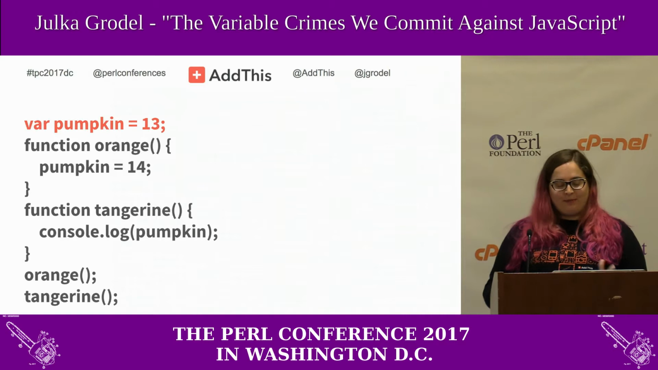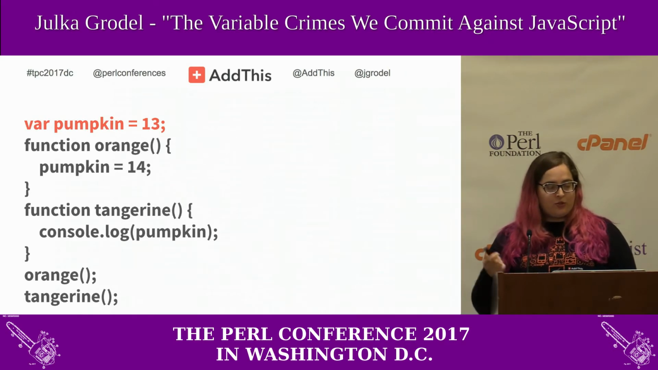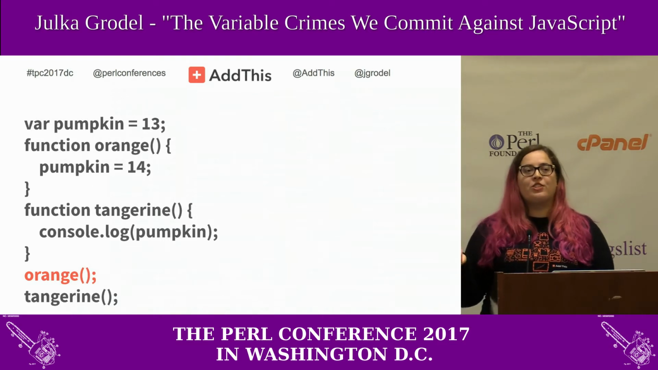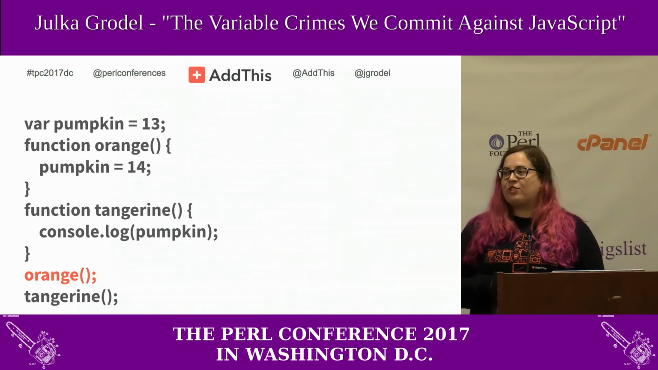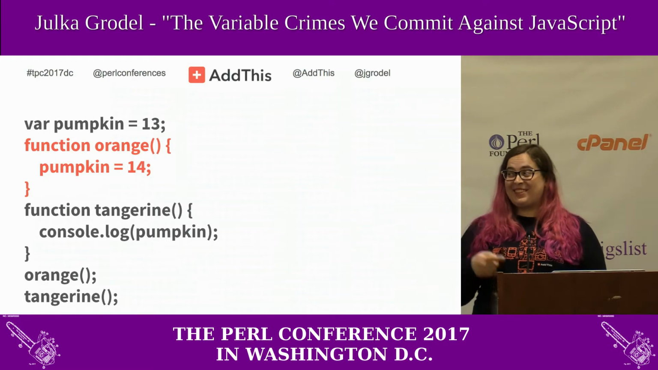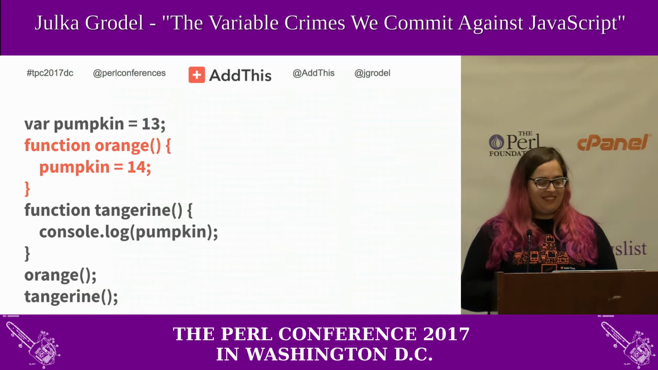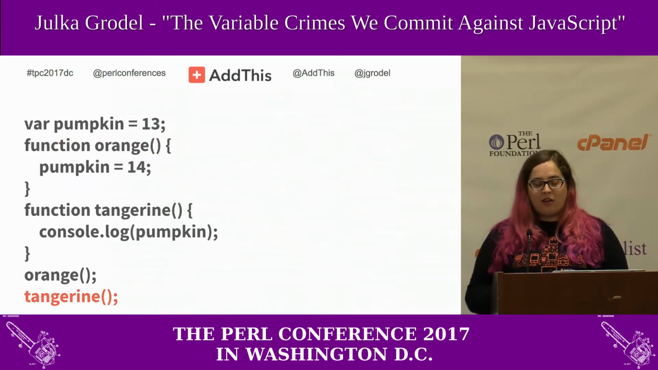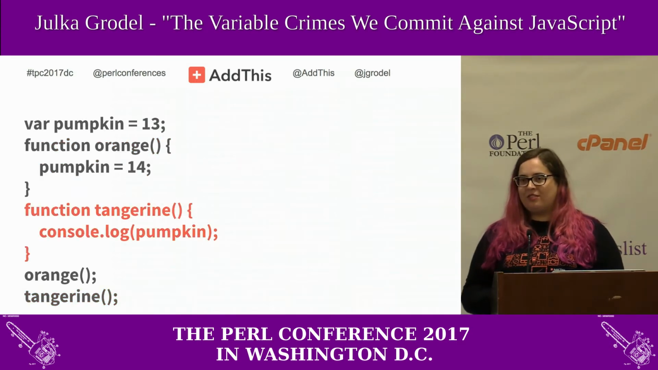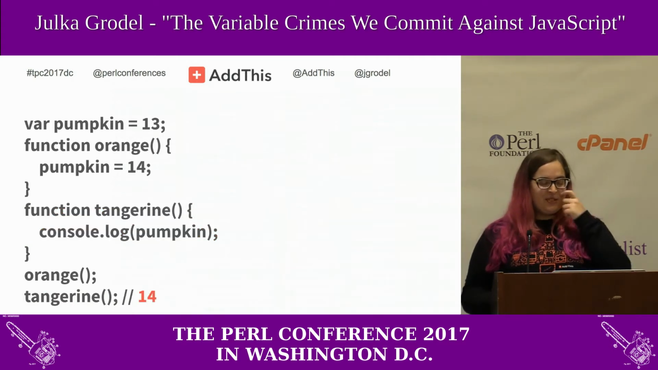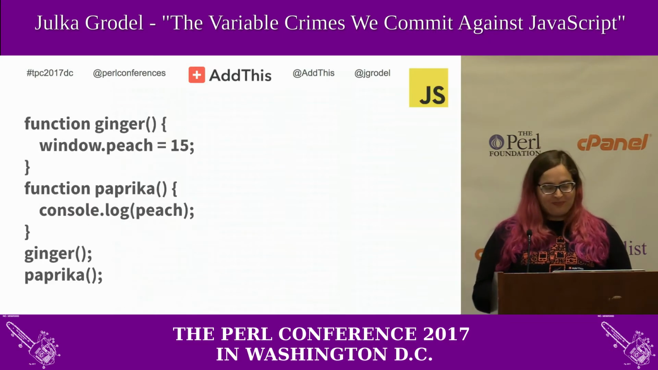So I have a var pumpkin, and it's going to define 2 functions, an orange and a tangerine, and then it's going to call orange. What would console log out if I call orange? That's the function that I'm going to execute. That's right. There's no console log in there. But now I'm setting pumpkin to 14. So what happens when I call tangerine and execute that function? Yes, 14. So at that point, I get a 14 console logged out.